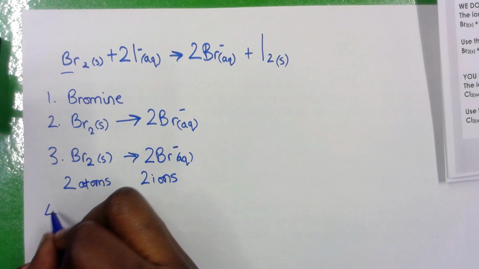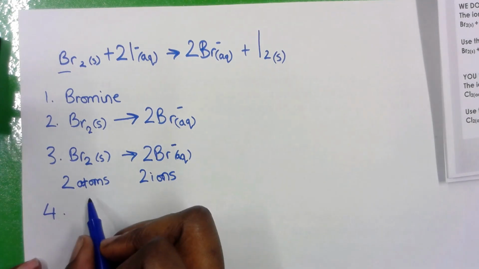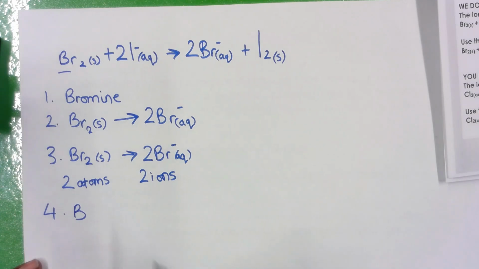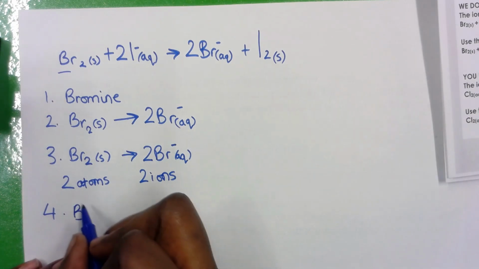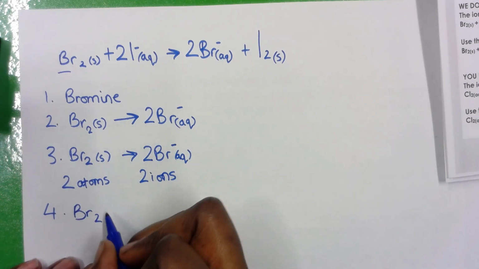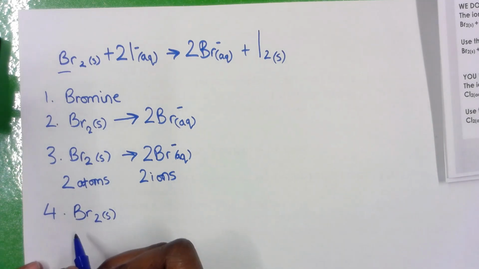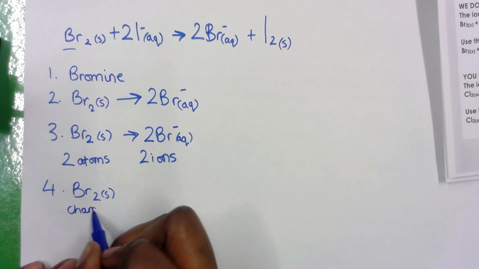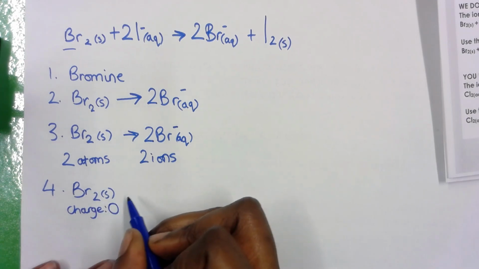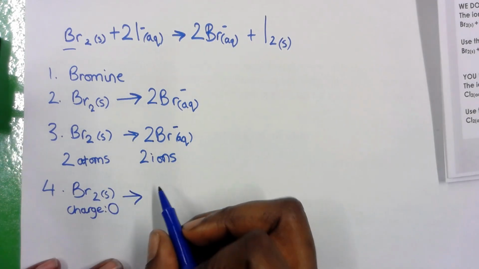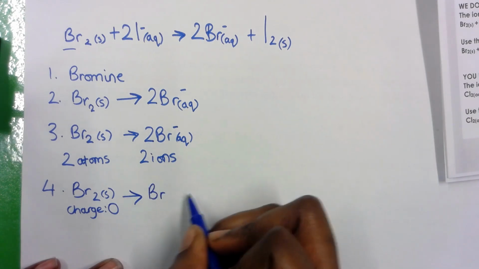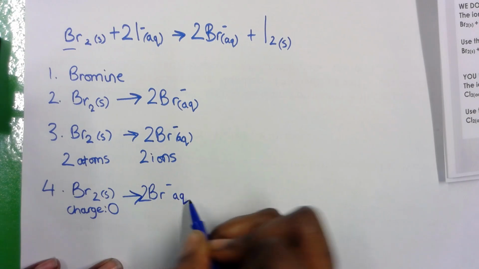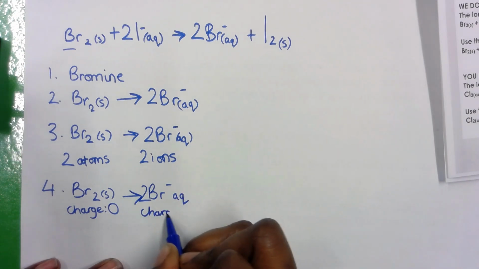So step 4, we need to add up the charges on both sides. We've got our bromine atom, and again we know our atoms are always going to be neutral, therefore the charge will be 0. And our bromide ion, 2Br⁻ with our negative charge, you can see it has a charge of -2.